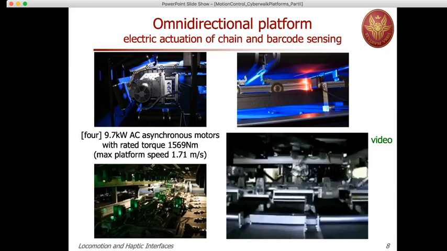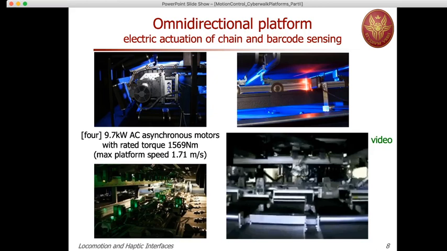So here you can see a few pictures and also a video. Let's start now with the final setting. You see one of the four motors. This motor is much bigger in power, 9.7 kilowatts, than the individual motor of the 25 treadmills. Also, the rated torque is more than 1,500 Newton meters. This type of actuator can let the whole moving part, which I said is about 7,500 kilograms, move at a uniform speed of 1.7 meters per second, which was found satisfactory, and more than the 1.4 specified in the design constraint.